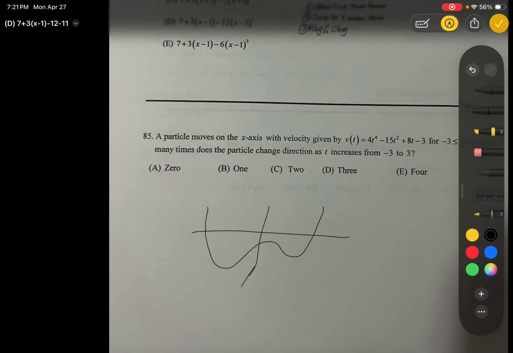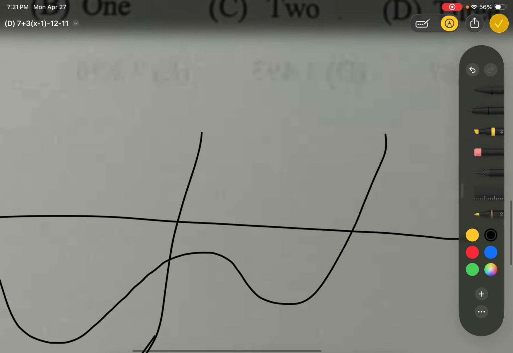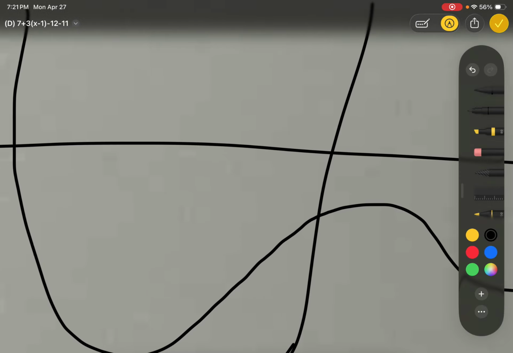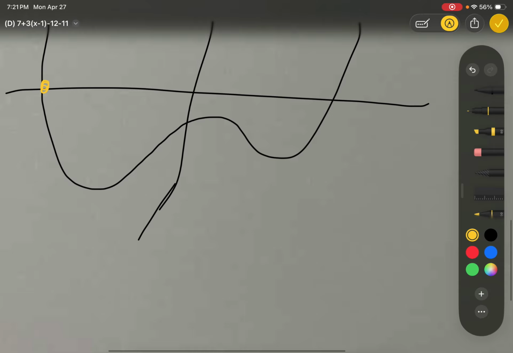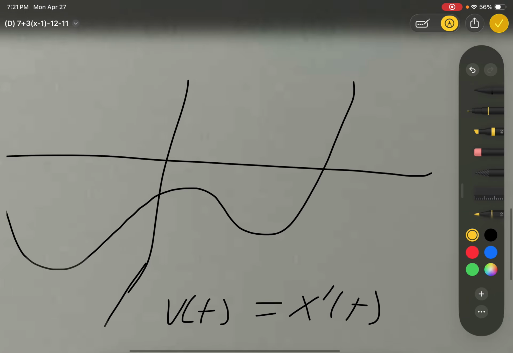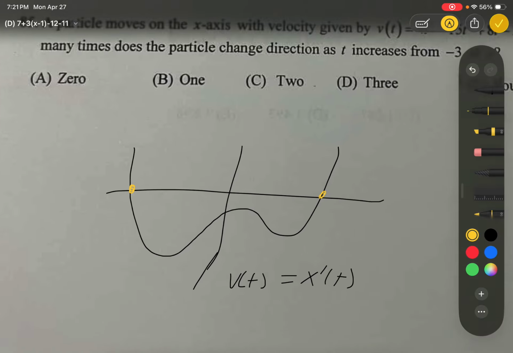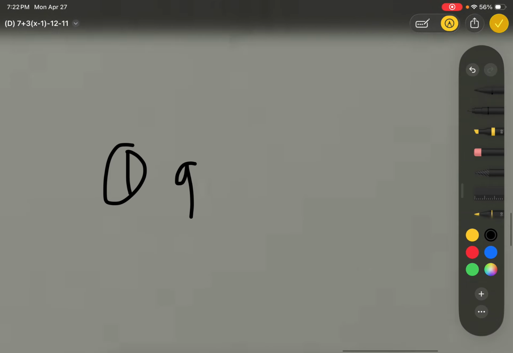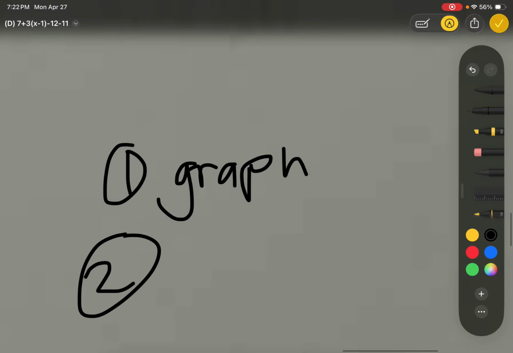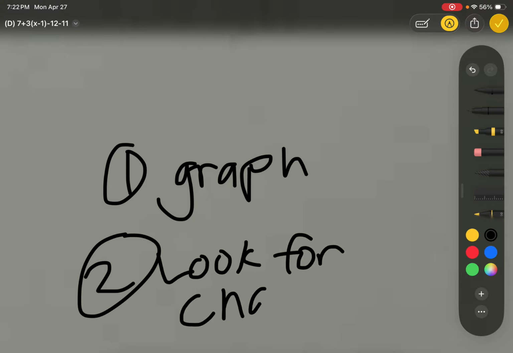Your graph should look something like this when your graph is bounded from -3 to 3. We're not going to look at change of slope here. We're going to be looking at change of interval, since we're dealing with position. Remember that this is the graph of v of t, so this is the graph of x prime of t. So using the slope, we have to find the original characteristics of the function x of t. So we're going to check interval here, and it changes intervals twice. So 2. So 1, graph. 2, look for change in interval.